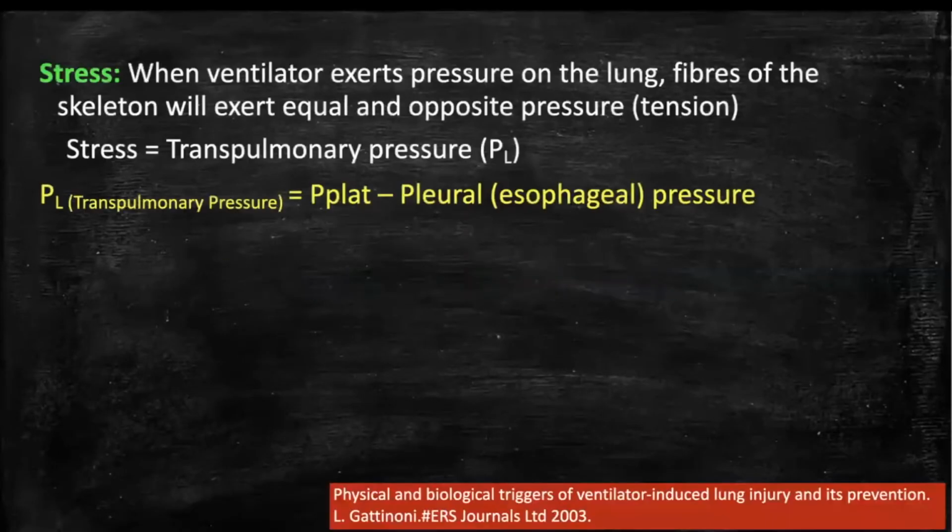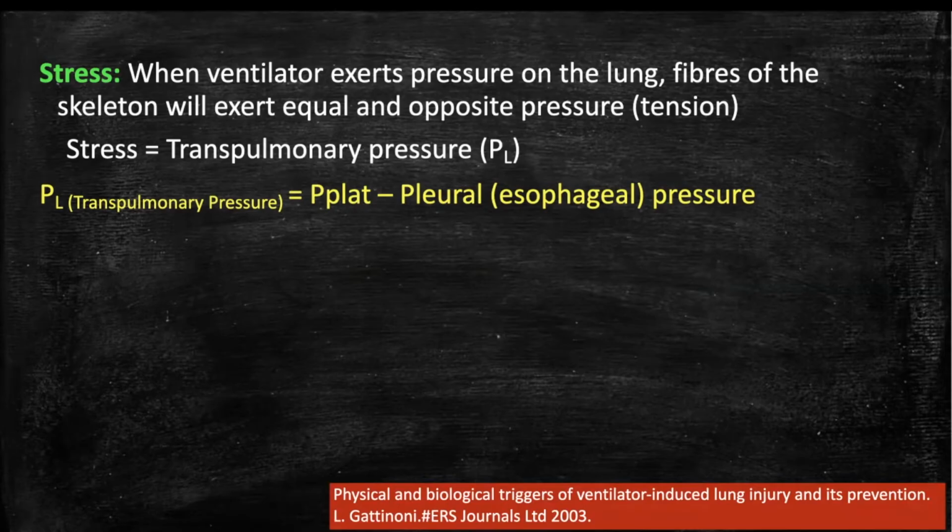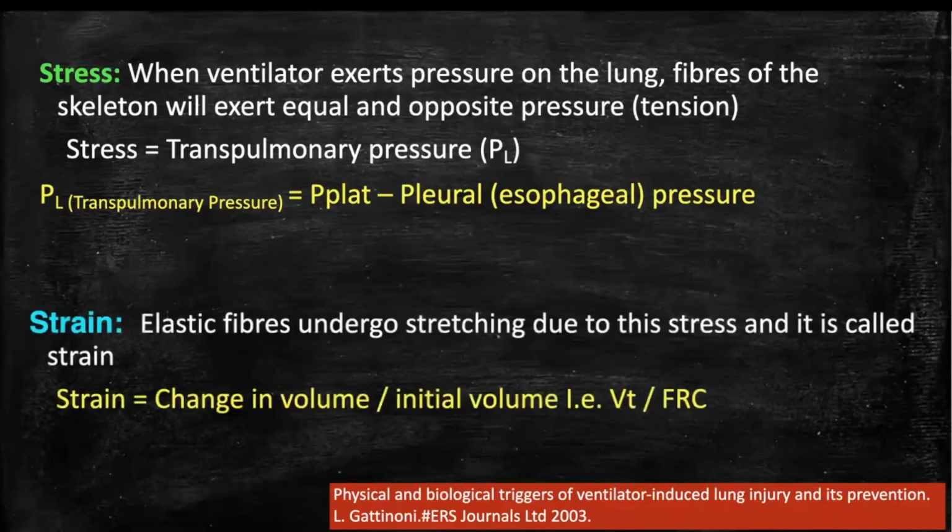Coming to the concept of stress and strain. Stress we already saw. It is the pressure which is required to distend the alveoli or lungs. And this pressure, as we already saw, is calculated from the difference between airway pressure and pleural pressure. Transpulmonary pressure can be inspiratory transpulmonary pressure, which is plateau pressure minus pleural pressure during inspiration. Transpulmonary pressure can be expiratory transpulmonary pressure, where it is PEEP, which is displayed on the ventilator screen, minus the pleural pressure measured during expiration. So transpulmonary pressure is nothing but stress.